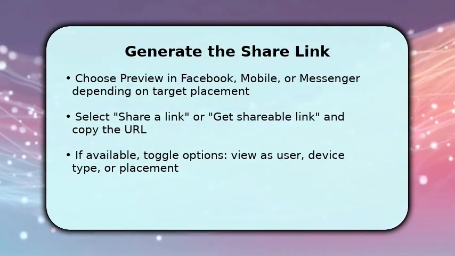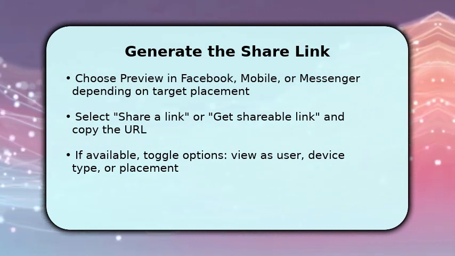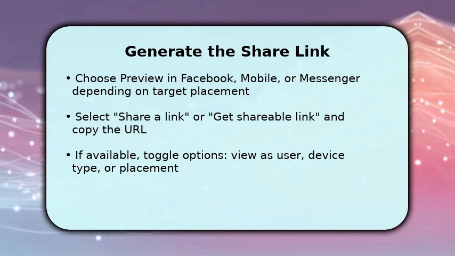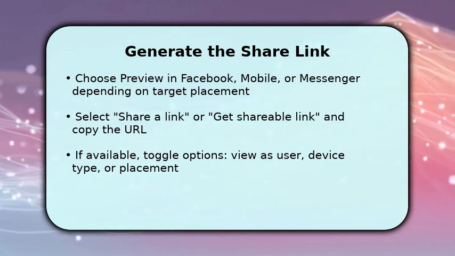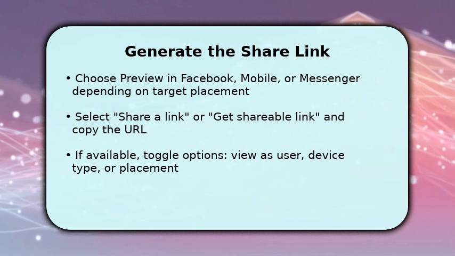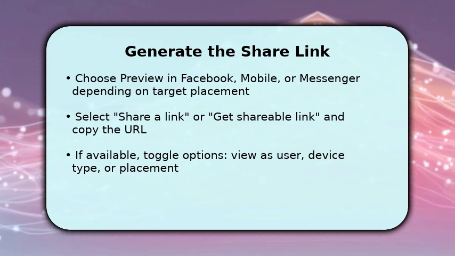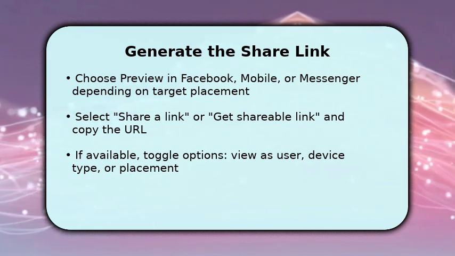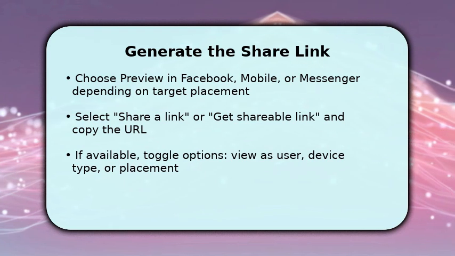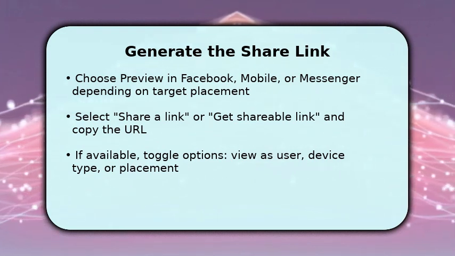Choose the preview type, Facebook feed, mobile, or Messenger, so the preview matches the viewer experience. Once you pick a preview, click the Share or Get Shareable link control and copy the generated URL. If Meta offers toggles for device or view as settings, set them first so the link reflects the correct placement, because the link mirrors the selected view. This step ensures reviewers see exactly what you intend them to evaluate.